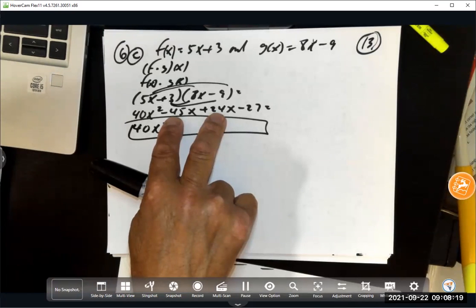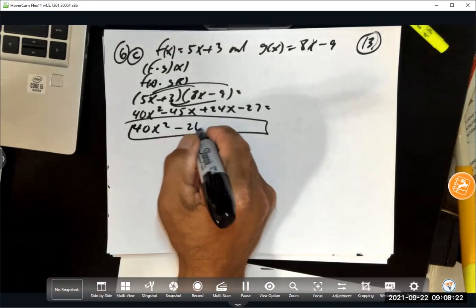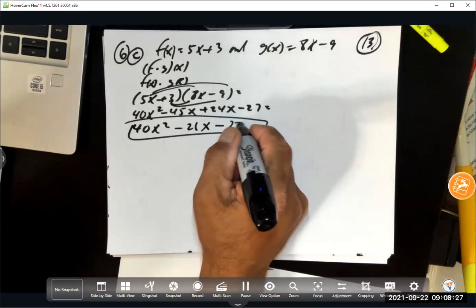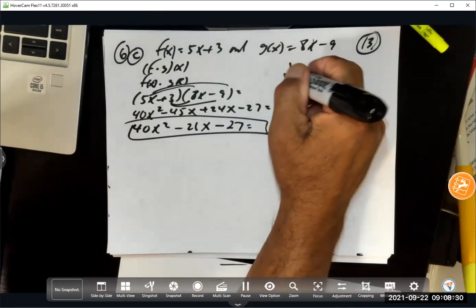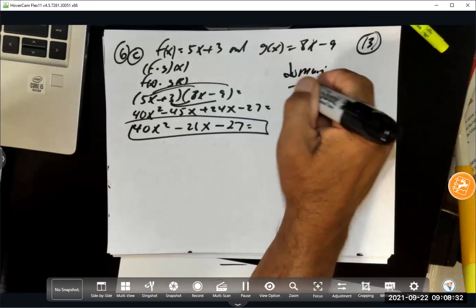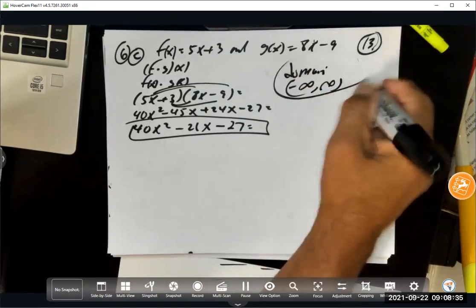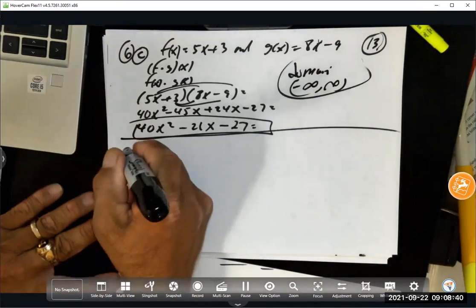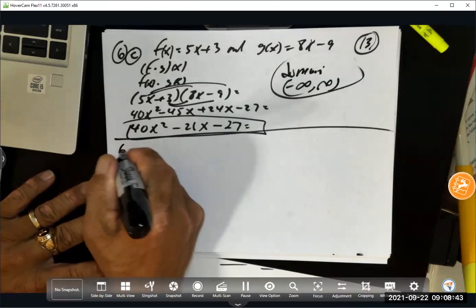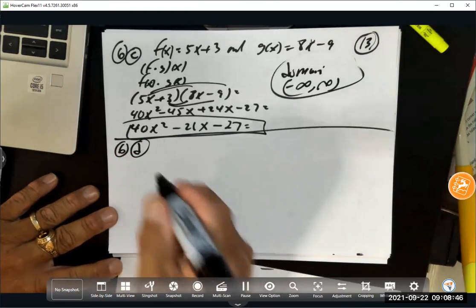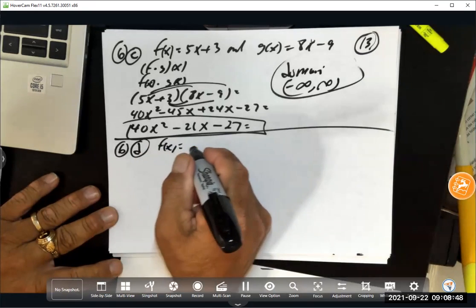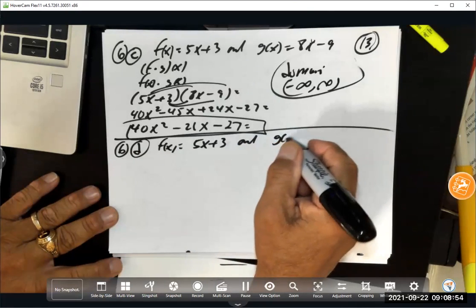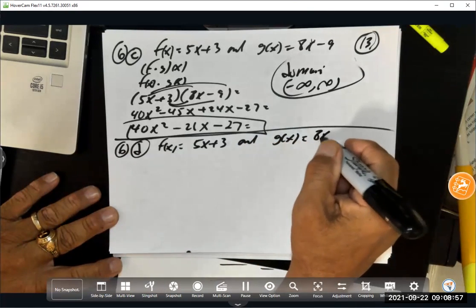It'd be minus 21x. Minus 27. Yes. The answer again, the generic answer. The domain is negative infinity to infinity. That's just a generic answer for that one anyway, for number 6, letter C. Now, a bit harder one, ready? 6, letter D. f of x is the same thing, 5x plus 3, and g of x is 8x minus 9.